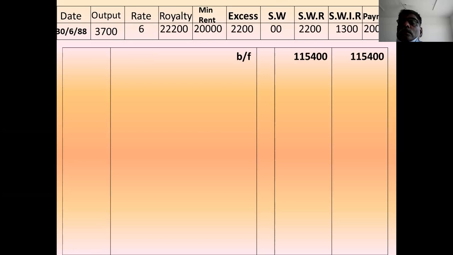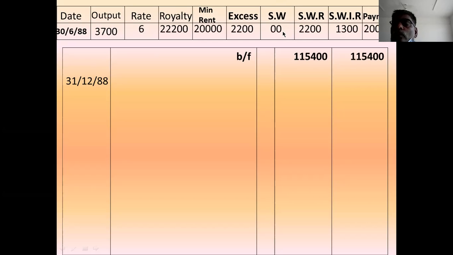Brought forward amount is 1,15,400. Then for the year 1988 journal entry, you see here. In this year, royalty is here. There is no amount in the SW column. Amount is in SWR and SWIR. You see these two amounts, and these two amounts are to be credited. These two amounts are credited in SWR, credit in the second entry, SWIR, credit in the third entry.